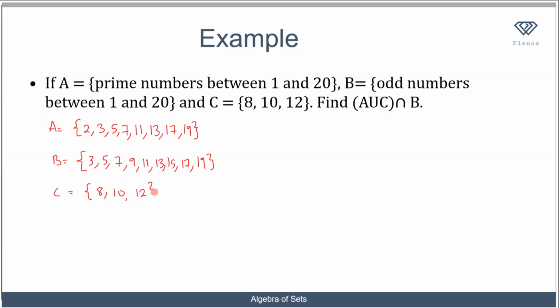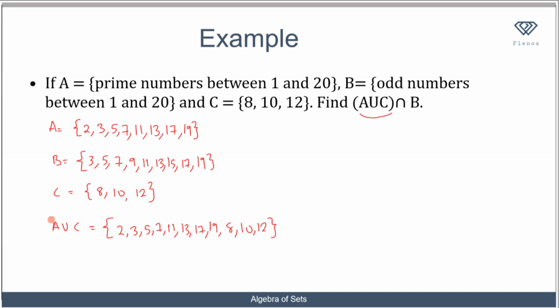So we are told to find A union C intersect B. As you can see, you have to take note of the sign, and we discussed BODMAS before. So what we have to do first is to evaluate what is in the bracket, and the bracket tells us to first evaluate A union C. So A union C will just be the combination of elements in A and C. And what would that be? That would be 2, 3, 5, 7, 11, 13, 17, 19, 8, 10, and 12.